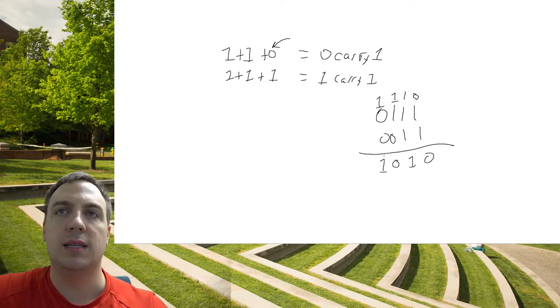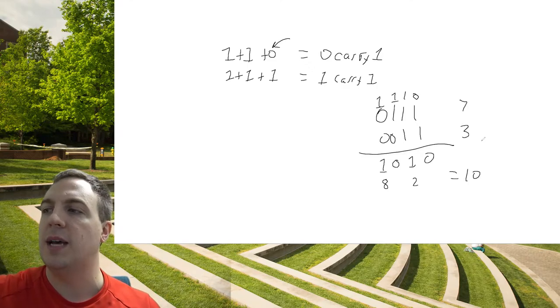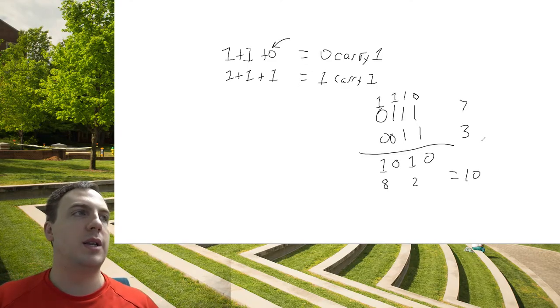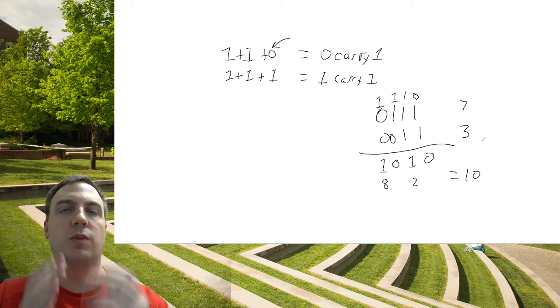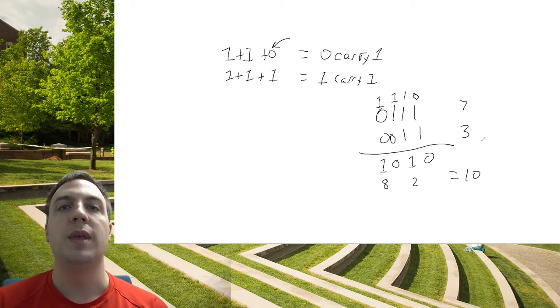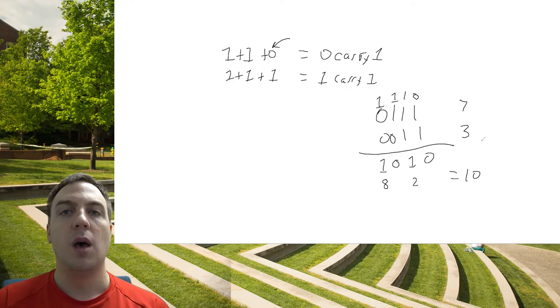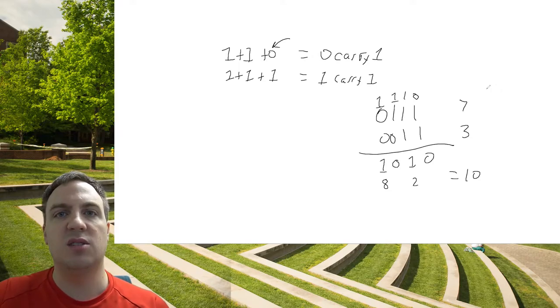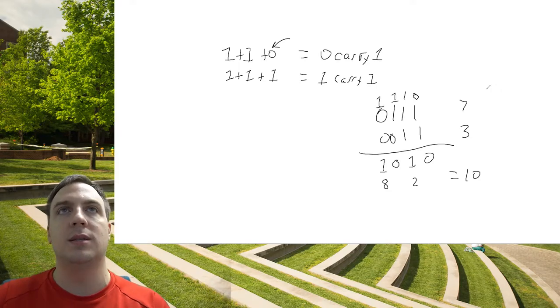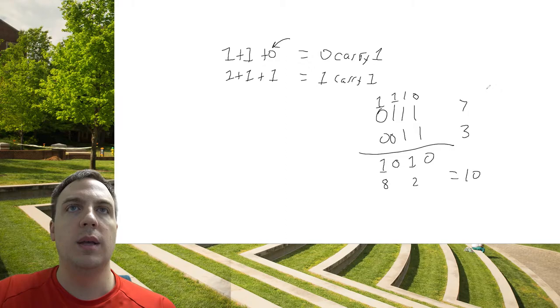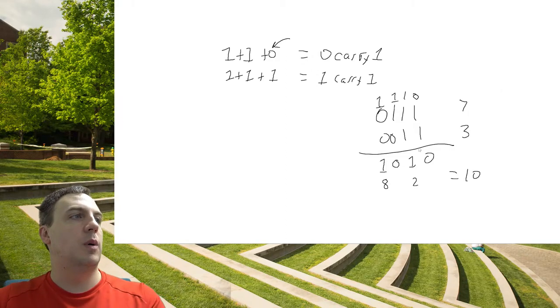So if you look at this, this is the value 8, this is the value 2, so that gives us the value 10. Remember, this is 7 plus 3, which gives us the value 10. So that works out just like we wanted it to. So in addition, that's really all we need to consider. 1 plus 1 is the value 0, carry the 1. 1 plus 1 plus 1 is the value 1, carry out a 1. And so those are really the only things that you have to consider that are slightly strange from just adding 1s and 0s together. So let's go back to our lecture here, and let's see what's going to happen.